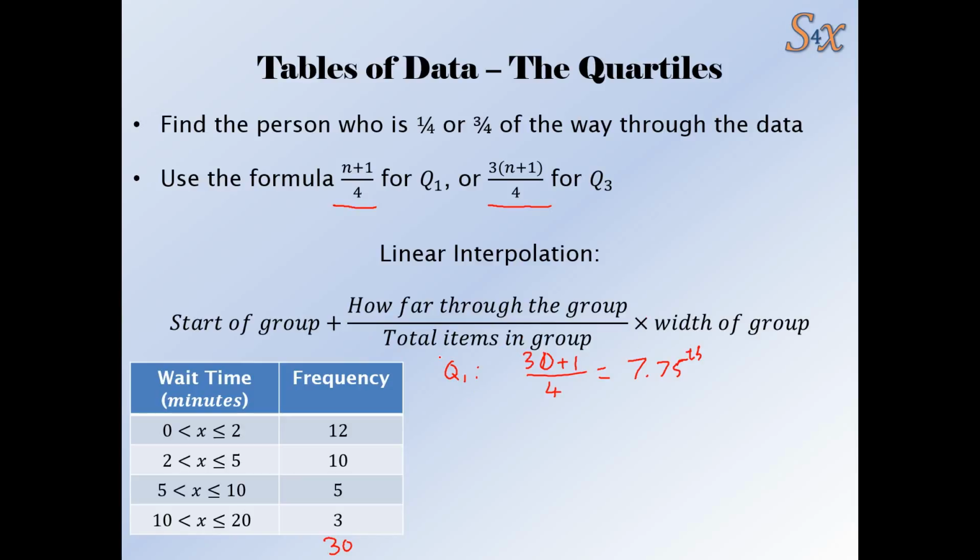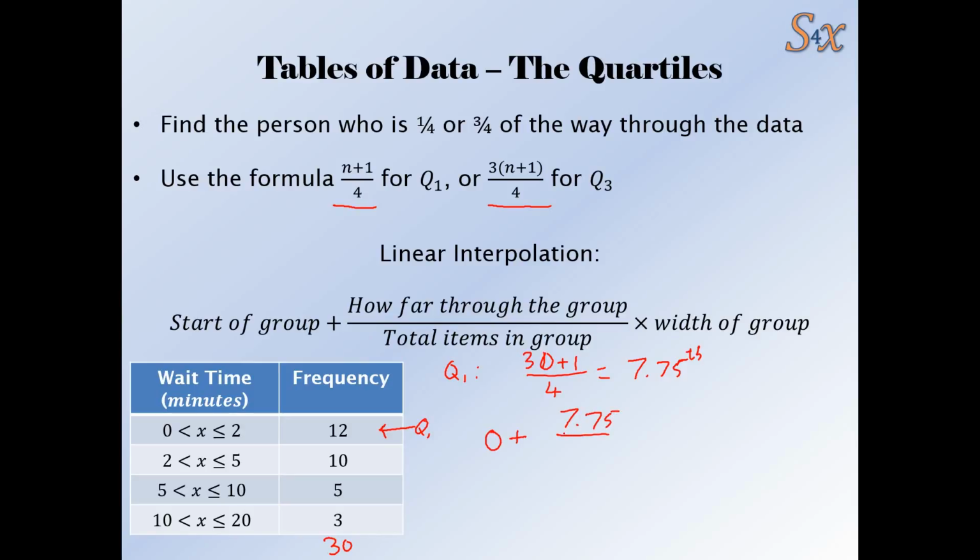I'll try and apply our linear interpolation formula now. The 7.75th person is in this first group because the first group's got 12 people in. Okay, so Q1 is in this group. Now the start of that group is at 0 minutes. I'm going to apply the formula now. Start of group is 0 minutes. I want to add on how far through the group we want to go. So I want to go 7.75 people through the group.